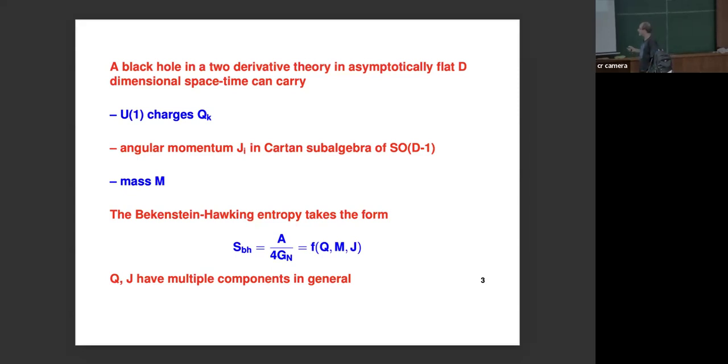And the Bekenstein-Hawking entropy is given by area over 4 times the Newton's constant, and that's expressed as a function of the charge, mass, and the angular momentum. Even though I'm denoting the charge and angular momentum by single variables, you should really think of these as vectors. So these can have multiple components.